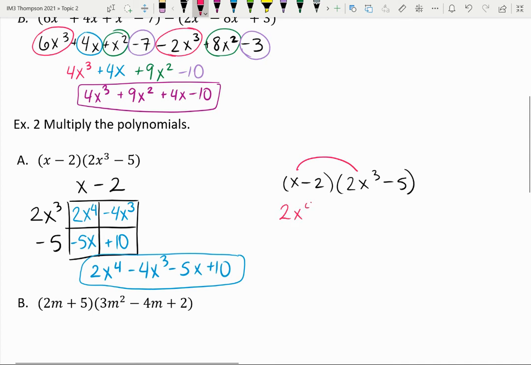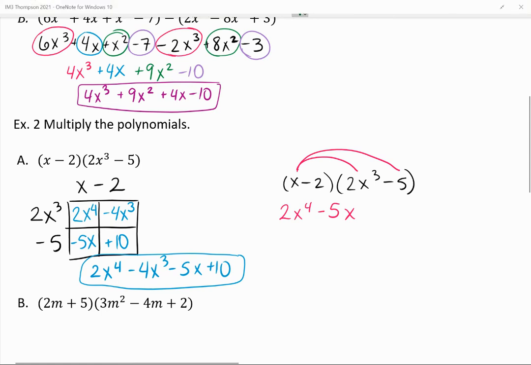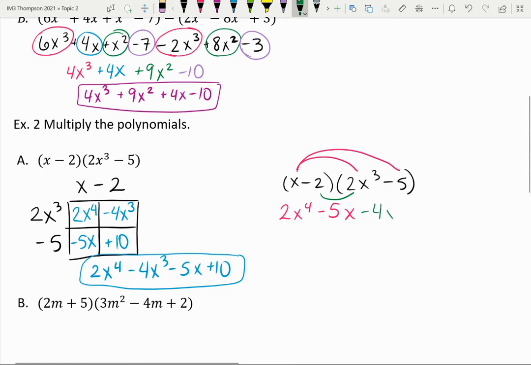Gives me 2x to the fourth. And x times -5. Then I take the -2 and multiply it through. -2 times 2x cubed is minus 4x cubed. -2 times -5 is positive 10.